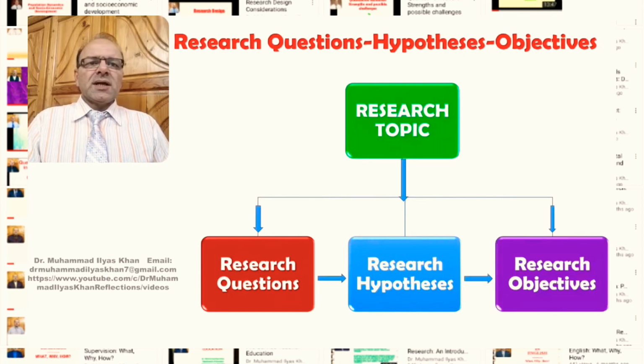So here we can see that these three research concepts, that is research questions, research hypotheses, and research objectives, are actually a response to our choice of the research topic. My contention is that the research process actually begins with research questions, and this leads, in most cases, to research hypotheses, and then research objectives are actually the aims of the research in terms of responding to research questions and research hypotheses.